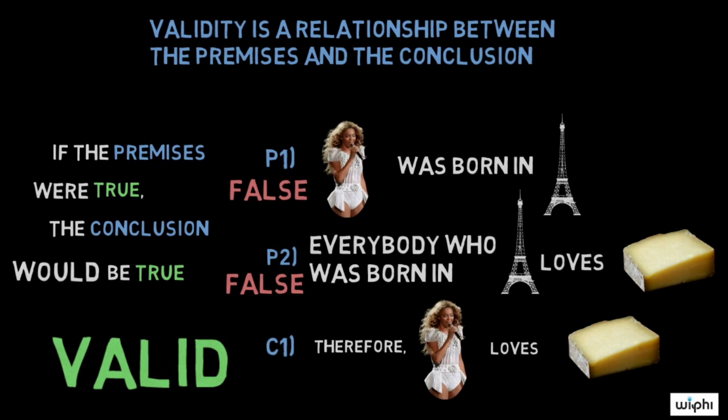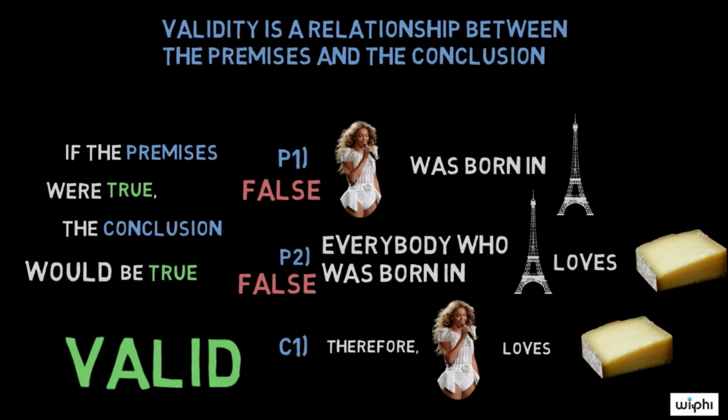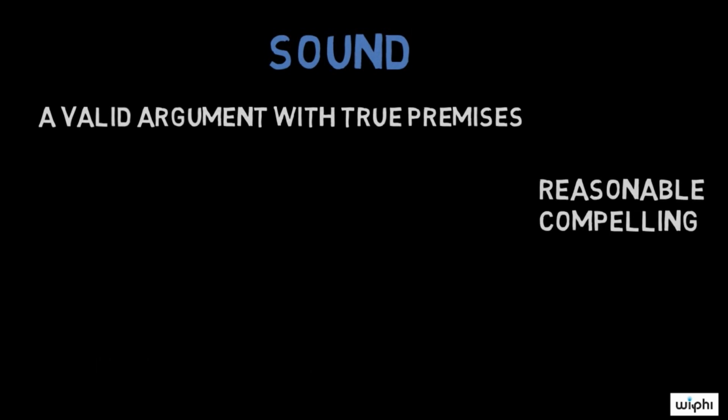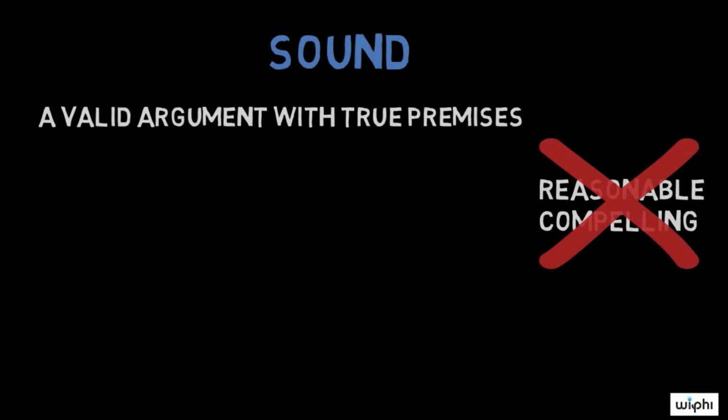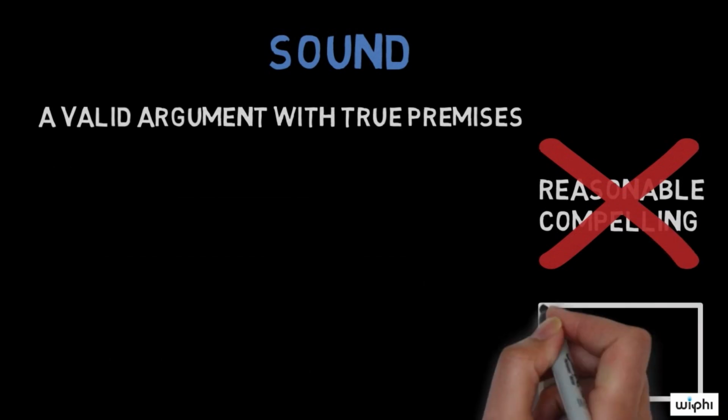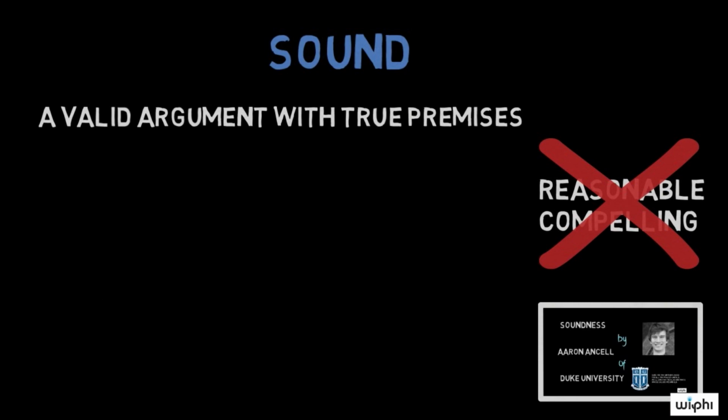But because the premises are false, this argument doesn't give you a good reason to believe its conclusion, even though it's valid. Philosophers call a valid argument with true premises sound. Like the word valid, the word sound is a term with various meanings in ordinary life, and it can be used to describe some claim as reasonable or compelling. But when philosophers describe an argument as sound, they always mean this very specific thing, that it's valid, and that its premises are in fact true.